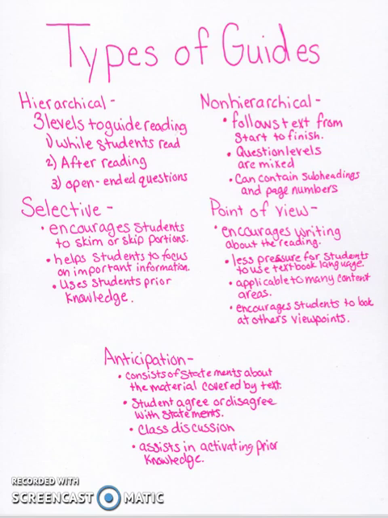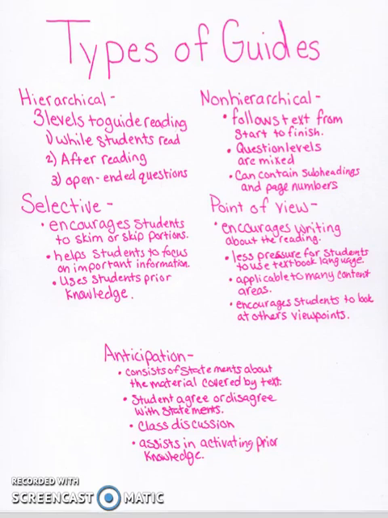The anticipation guide consists of statements about the material covered by the text. So you will give the students statements listed out, and then the students will agree or disagree with the statements. You will have a class discussion over this. And this also assists in activating prior knowledge and gets them really thinking about the topic. It gets them anticipating about the topic.